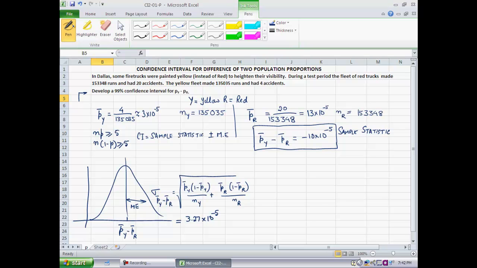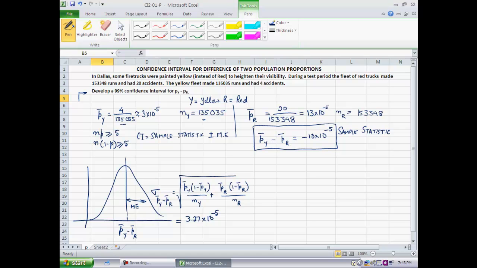You remember the usual process of computing a confidence interval. A confidence interval simply consists of the corresponding sample statistic bracketed on either side by a margin of error. So let's look at the sample statistic. The sample proportion for yellow trucks is 4 accidents divided by 135,035 runs, which is approximately 3 times 10 to the minus 5. And the sample size, of course, is 135,035 runs.